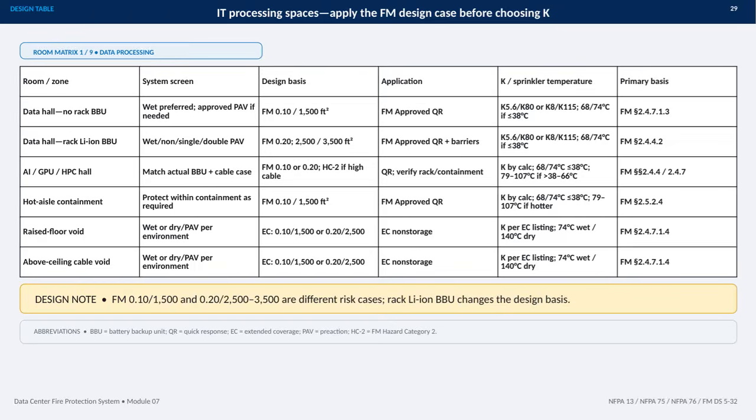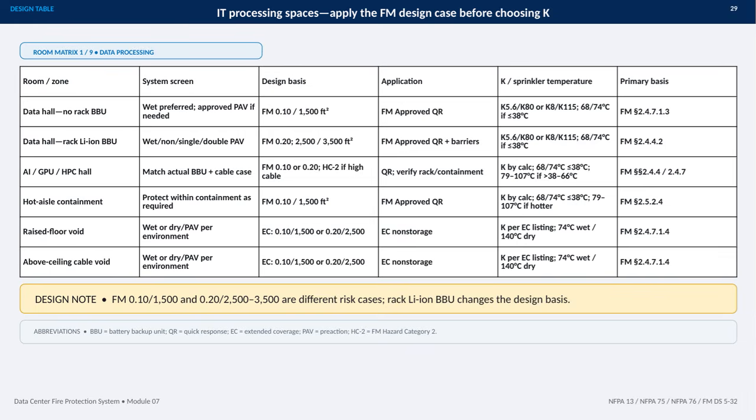This room matrix translates the applicable standards into practical design decisions for data processing spaces. The key point is that the sprinkler system cannot be selected from room name alone. We first identify the actual equipment and fire risk, then apply the FM design case before choosing the K-factor or temperature rating. Rack-mounted lithium-ion battery backup units change the design basis significantly.